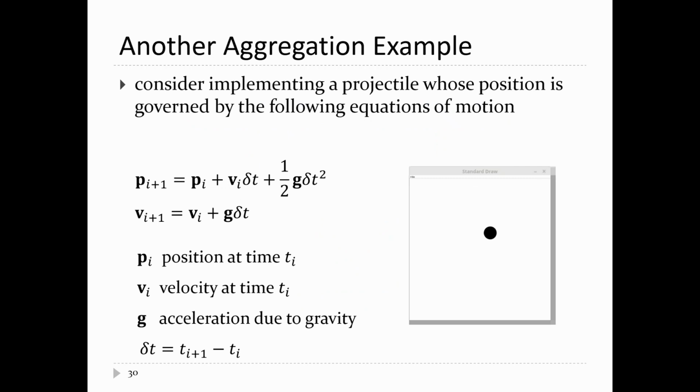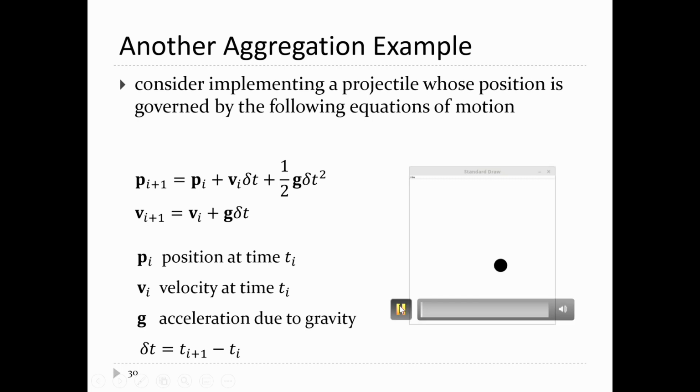Here's another example of aggregation. This is the bouncing ball program. I think I showed you this once before. That bouncing ball is just a point mass that's falling under the influence of gravity. And you all took physics in first year, so you know exactly how this thing behaves as a function of time.